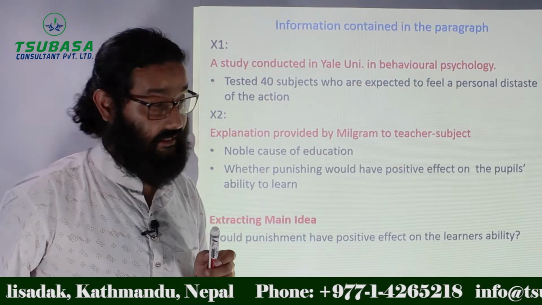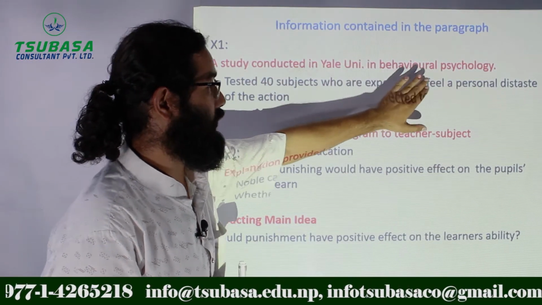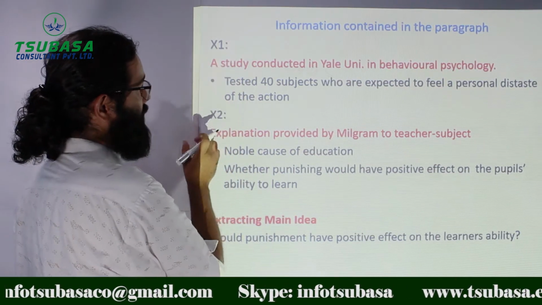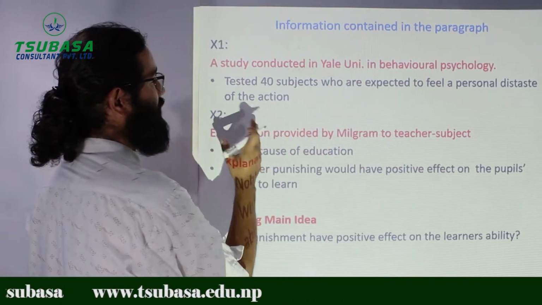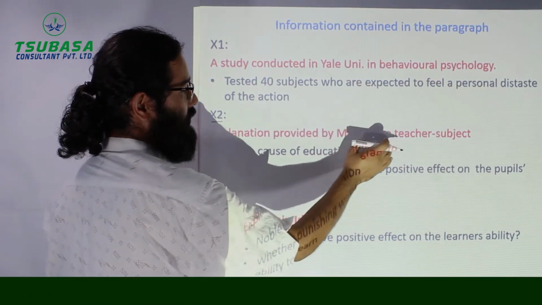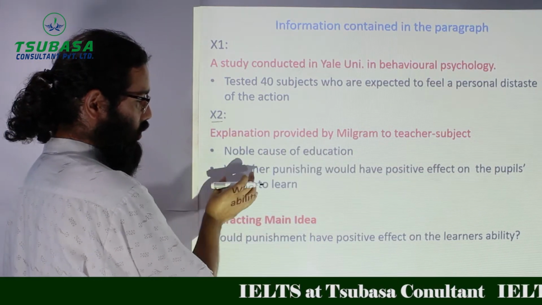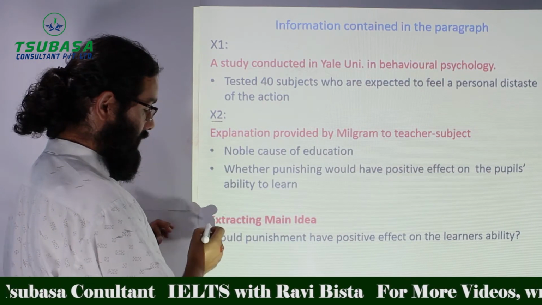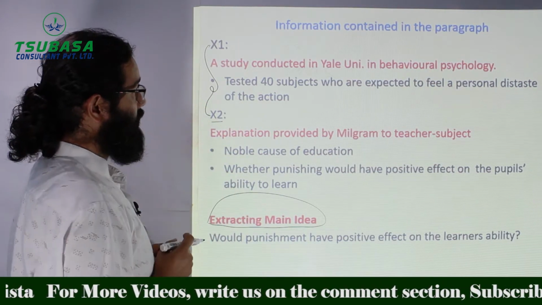So X1 is a study conducted in Yale University in behavioral psychology. So what are the details? Under this X1, the detail is tested 40 subjects who are expected to feel a personal distaste of the action. And X2 says explanation provided by Milgram to teacher subject. And what are the details? Noble cause of education, whether punishing would have positive effect on the people's ability to learn. Now, if you want to extract the main idea, let's squeeze X1 and X2 and you will find out.